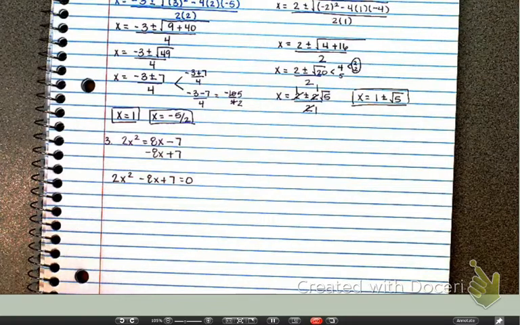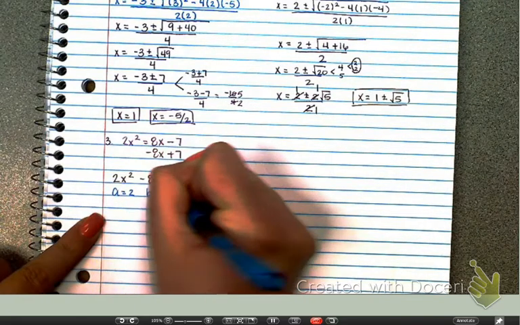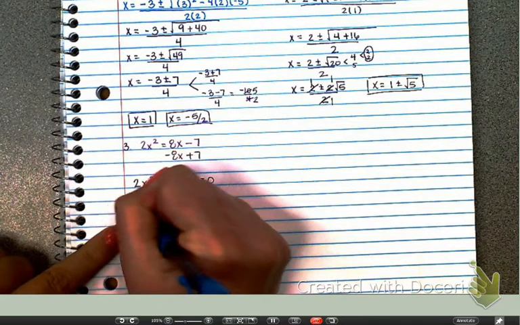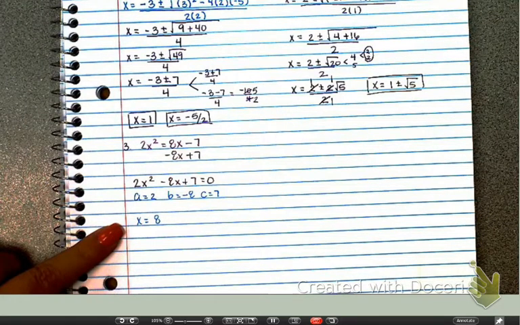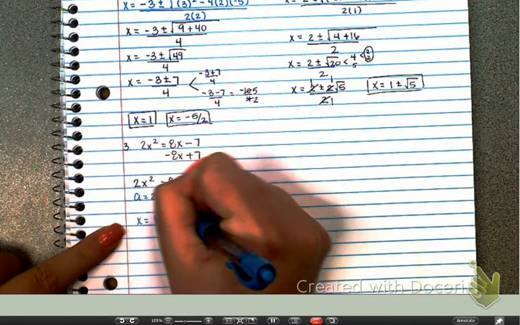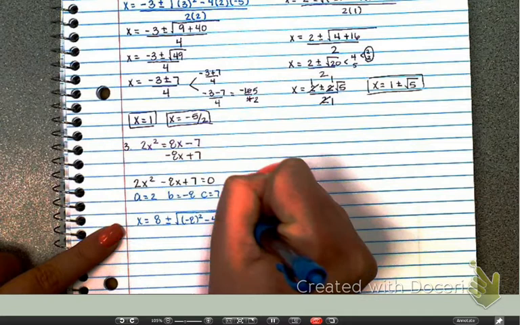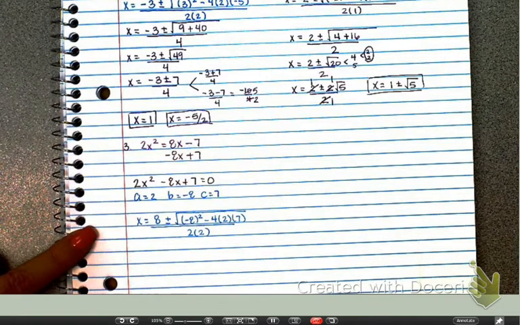So you want to try this one? Okay. So a is 2, b is negative 8, c is 7. Just the numbers. So x equals, b is already negative, so it's going to be positive. Did you catch that? Plus or minus the square root of b squared minus 4 times a times c, all over 2 times a. That should be your setup. So 8 plus or minus the square root of negative 8 squared minus 4 times 2 times 7, all over 2 times 2. So far so good?